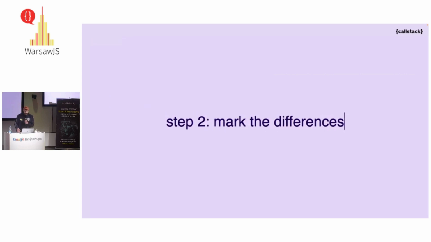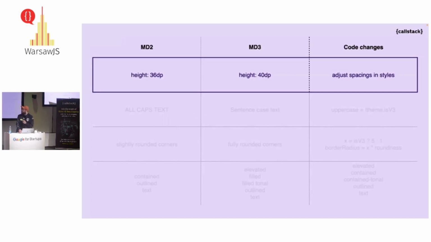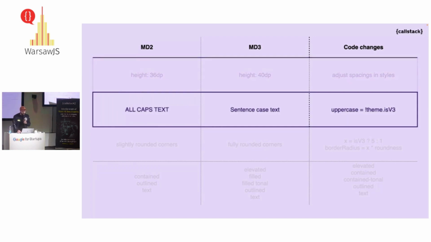In the next step, we went through each component and marked the most important differences in the form of a comparison table. And the first two columns indicate the difference between version 2 and 3. Documentation already did that. However, we were considering those changes from the code base perspective, which you can see in the last column. For instance, button height has changed, so we had to adjust spacing in its styles.